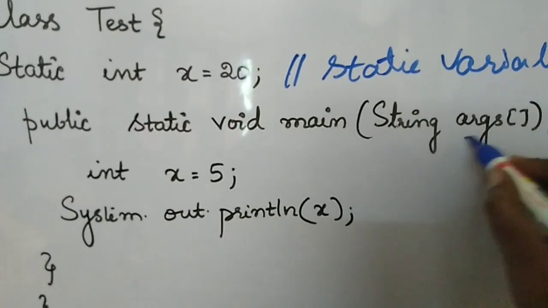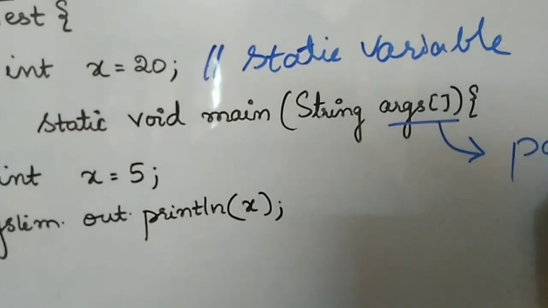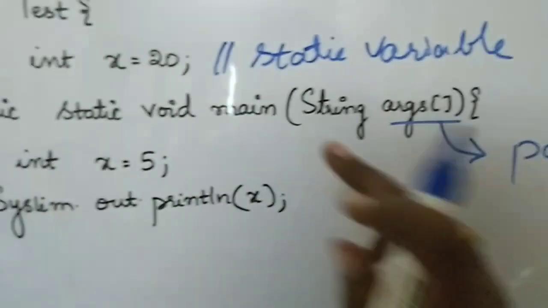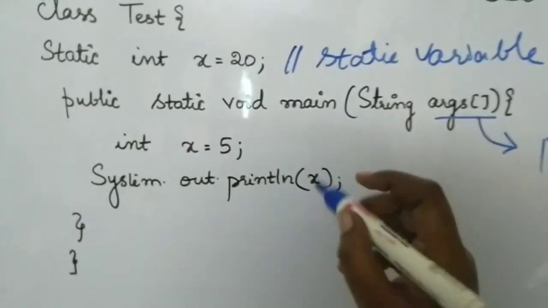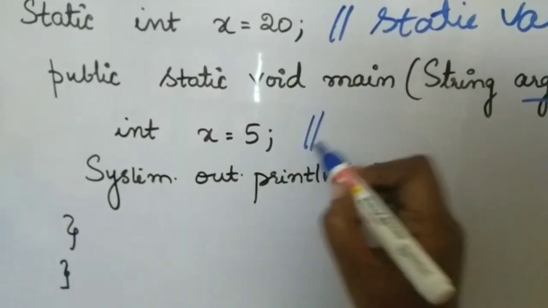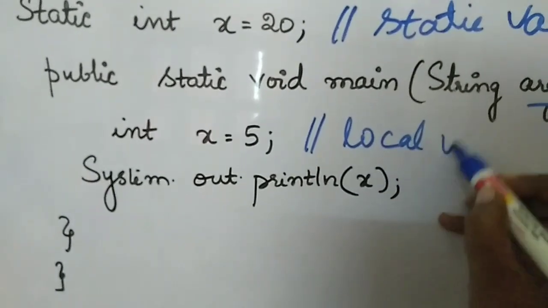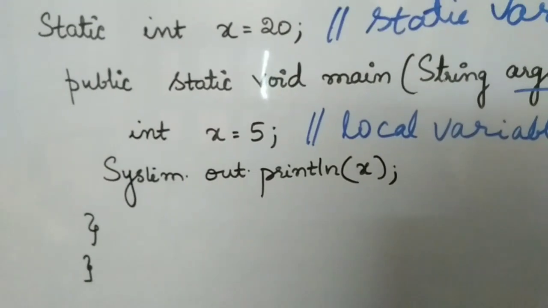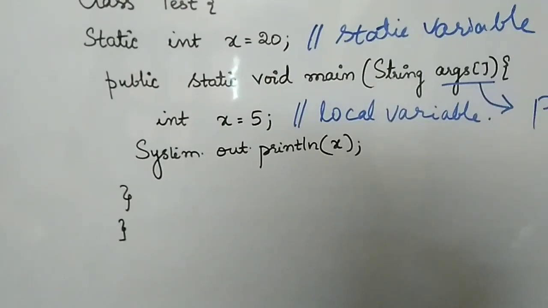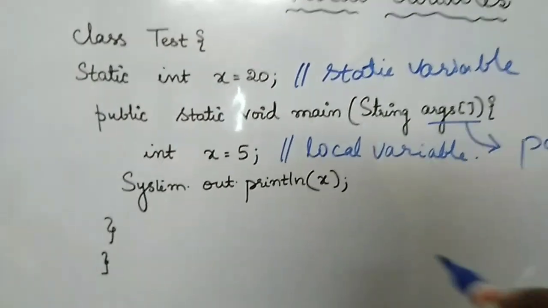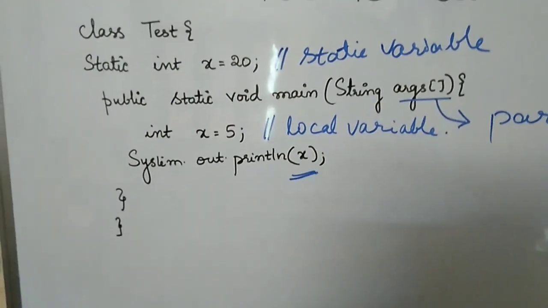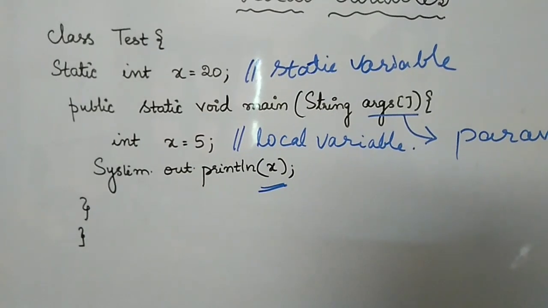And this args is the parameter, which is local to the main method. And this int x is equal to 5 is the local variable of the main method, and I am trying to print the value of x. Now I want all of you to pause this video and guess what will be the output.